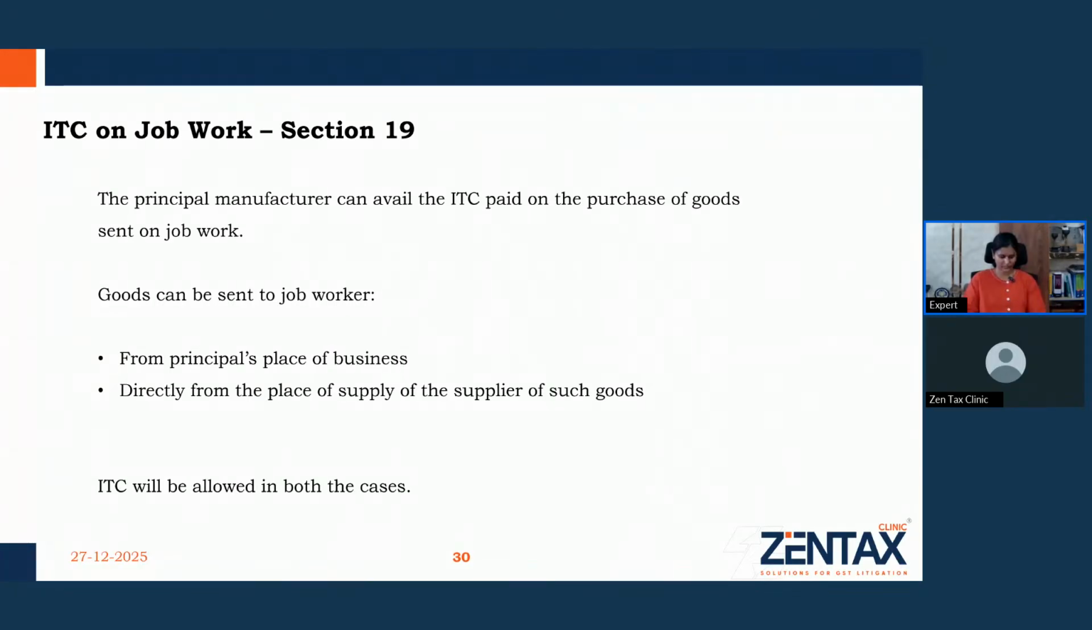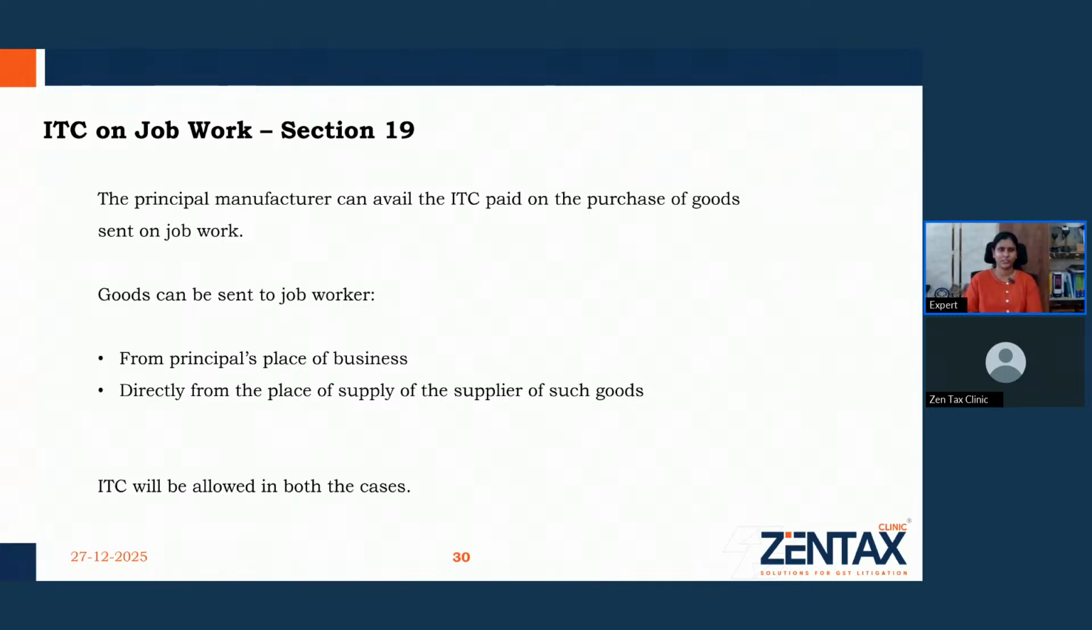Now we will see who is liable to take ITC on job work. As we know, the principal manufacturer can avail the input tax credit on the job work services which they have been billed. There is a scenario where goods will be sent to the job worker from the principal's place of business, or the goods can be sent directly from the place of the supplier of such goods. Under both these scenarios, ITC will be allowed only for the principal manufacturer who is sending the goods for job work.